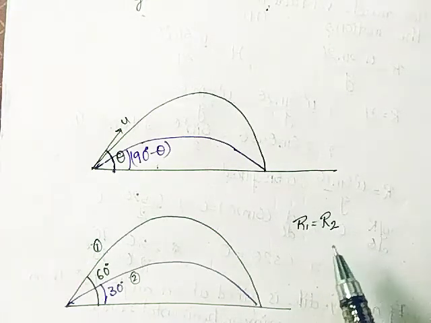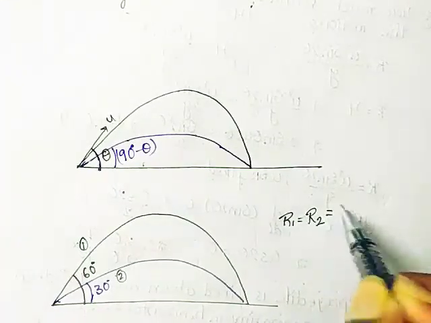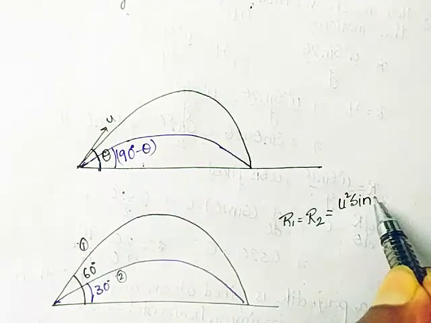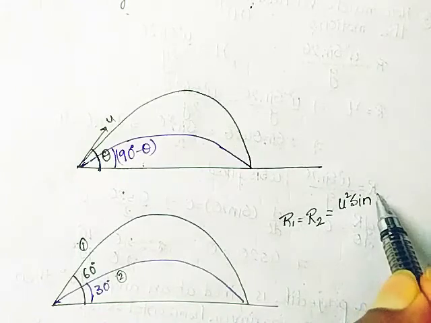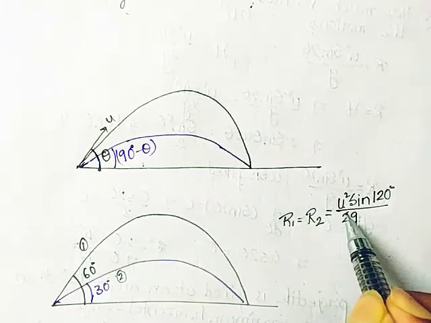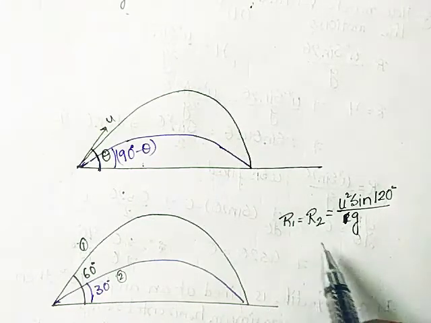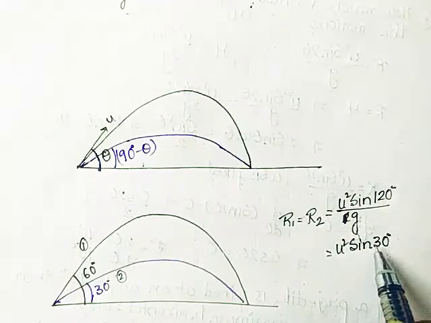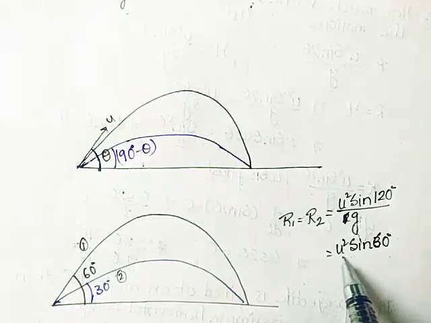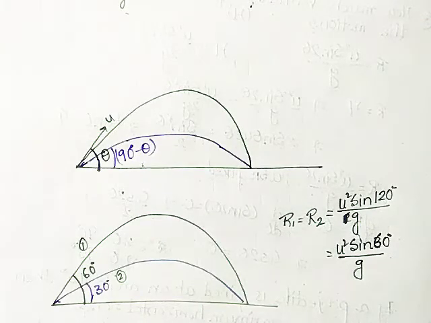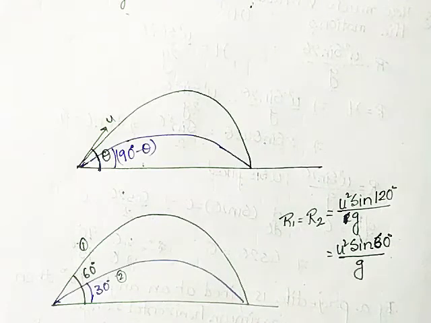R1 equal to R2. That is, if I say about the values, that is u square sine 2 theta, that is 120 degree, divided by g, and u square sine 2 into 30, 60 degree, divided by g is the same value. The range is the same because sine 120 degree and sine 60 degree mathematically give us the same value.